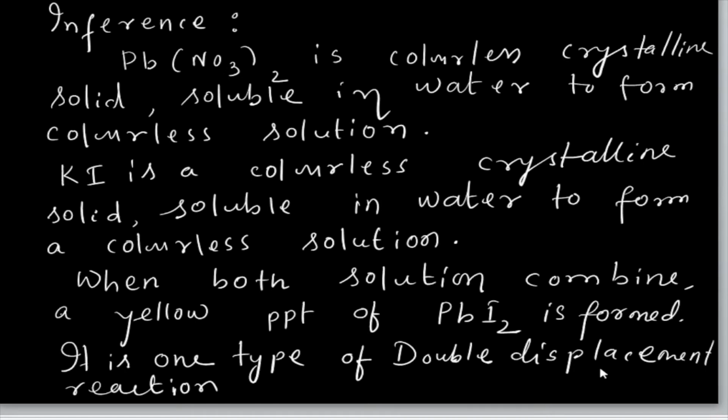Next you will see the inference. What is meant by inference here? What is conclusion? Inference means conclusion. Lead nitrate is a colorless crystalline solid, soluble in water, correct? A colorless solution forms. Potassium iodide is also a colorless crystalline solid. When soluble in water, it produces a colorless potassium iodide solution, that is called aqueous solution. When both these solutions combine, a yellow precipitate, lead iodide, is formed. That means here it is one type of double displacement reaction.